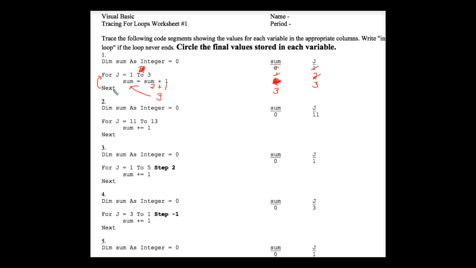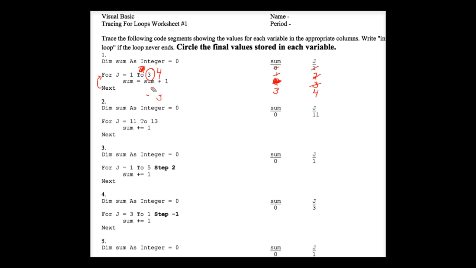Well, anyway, we hit the word next again, and we do go back up to the top. J does step up 1 more to the value 4, but it realizes, hey, I'm now over the upper boundary, and therefore I'm not allowed to go through the for loop anymore. So please do cross out that 3 for J and make it a 4, and that's where this exercise ends.